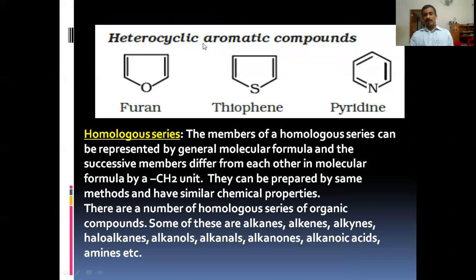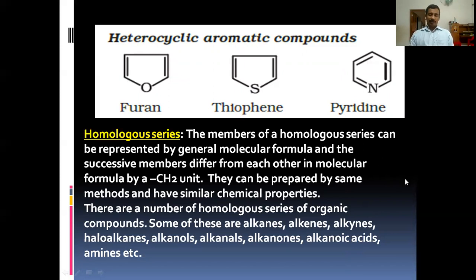Here you can see some examples of heterocyclic aromatic compounds. Furan: here instead of a carbon atom, there is an oxygen atom. So it is heterocyclic. Here carbon, carbon, carbon, carbon, and oxygen. All the atoms are not the same. One is different. So heterocyclic. Thiophene: instead of oxygen, here sulfur is present. Thiophene, carbon and sulfur. Here carbon and nitrogen, pyridine.